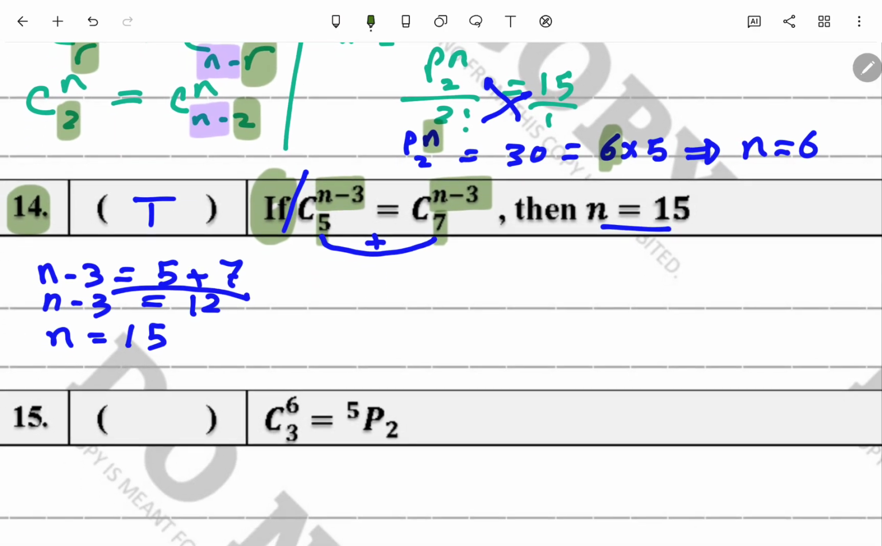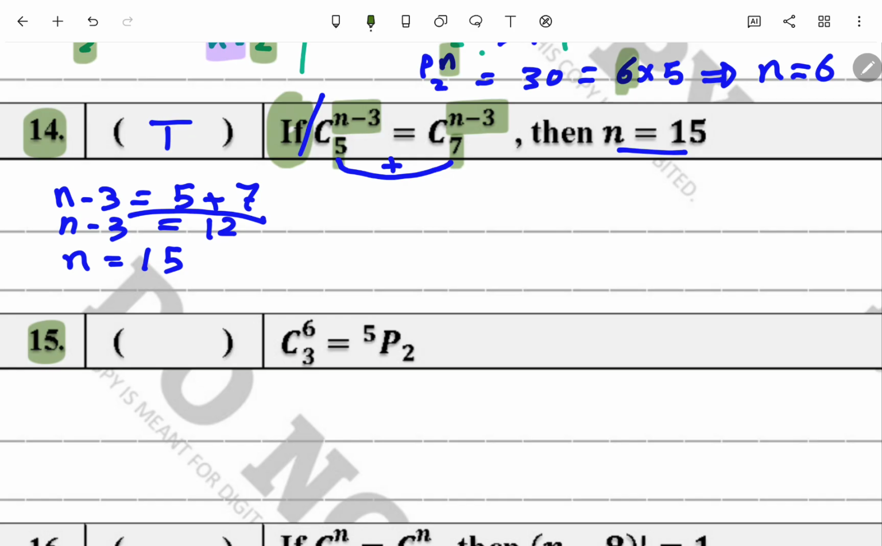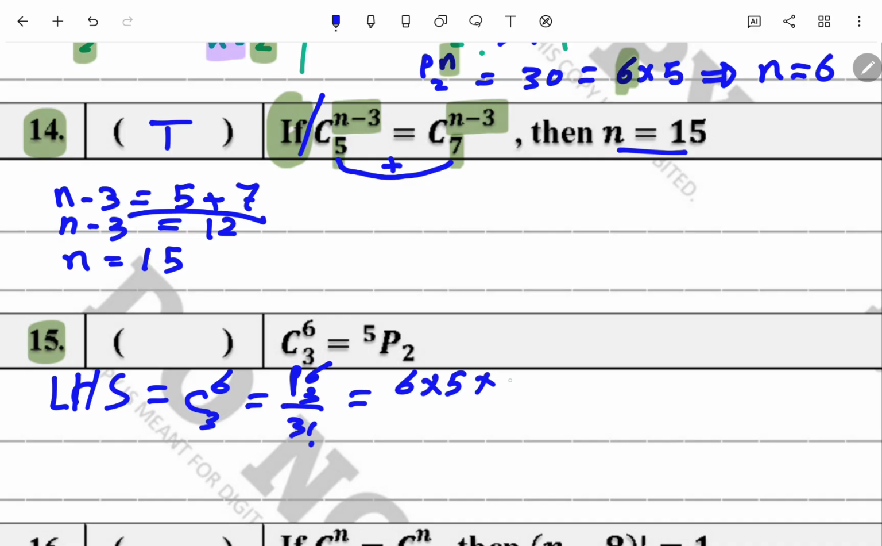In 15, we have 6 combination 3 equals 5 permutation 2. He is asking you to prove that the left-hand side is equal to the right-hand side, so you need to evaluate each alone. Left-hand side, 6 combination 3: to evaluate it, return it back to 6 permutation 3 divided by 3 factorial, which is going to be 6 times 5 times 4 over 3 times 2 times 1. These together will be cancelled with the 6, and you will get 20.